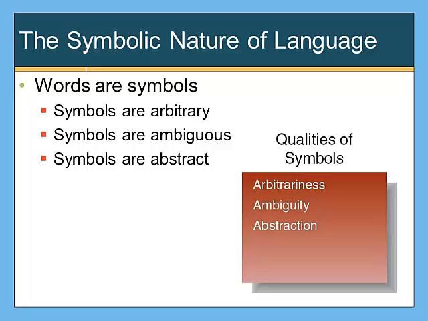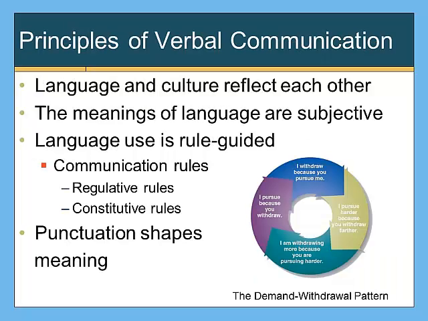Okay. Next, we're going to move on into the principles of verbal communication. So now that we know that language is arbitrary, ambiguous, and abstract, we're now ready to see how this language works. And again, there are 4 principles of verbal communication. Okay. The first is that language and culture reflect each other. So communication reflects cultural history, values, and perspectives. It also creates or reproduces culture by naming and normalizing practices valued by the culture.